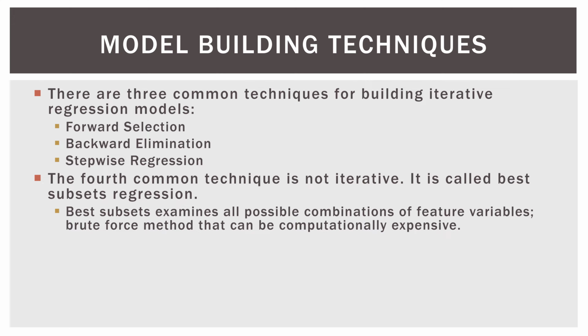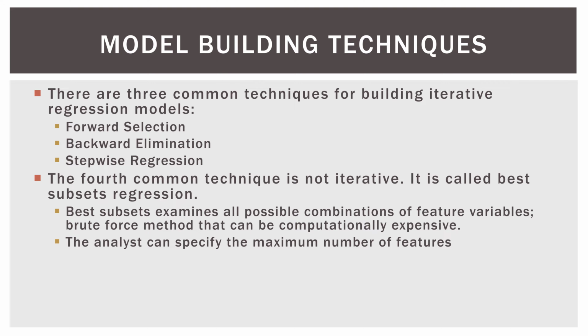For example, let's say you have a relatively small model and you have 9 feature variables. Well, for each model that has 2 variables in it, there are 36 possibilities. For each model that has 3 variables in it, there are 84 possibilities. And best subsets will examine all of them, all the way up to all 9 variables. That's hundreds of models. Now, luckily, the analyst can specify the maximum number of features. Let's say you want to limit it to 5 feature variables. Well, it can stop there.